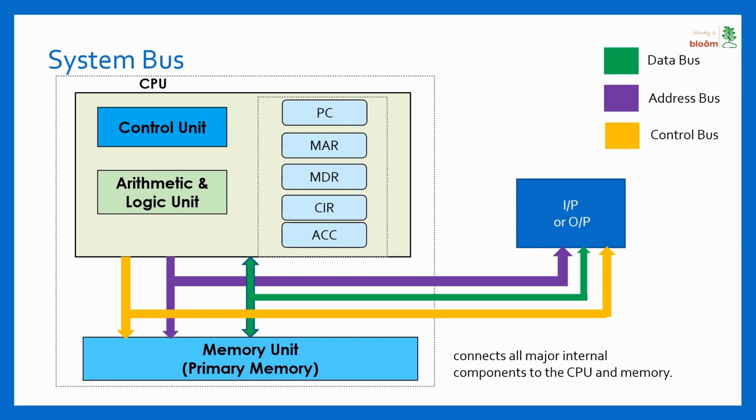Then there is the address bus. Again, the addresses are transferred from the CPU to either the memory unit or input-output devices. So it is again a unidirectional bus, but the data bus is bidirectional. It can carry data from the CPU, or from either the memory unit or input-output devices to the CPU. So it's a bidirectional bus.